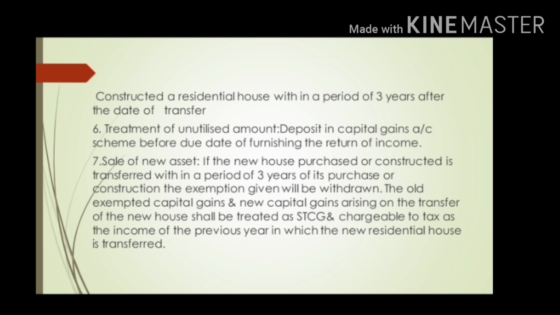And the sale of the new asset. If the new house purchased or constructed is transferred within a period of 3 years of its purchase or construction, the exemption given will be withdrawn, and the old exempted capital gains and the new capital gains arising on the transfer of the new house shall be treated as short-term capital gain and also chargeable to tax as the income of the previous year.